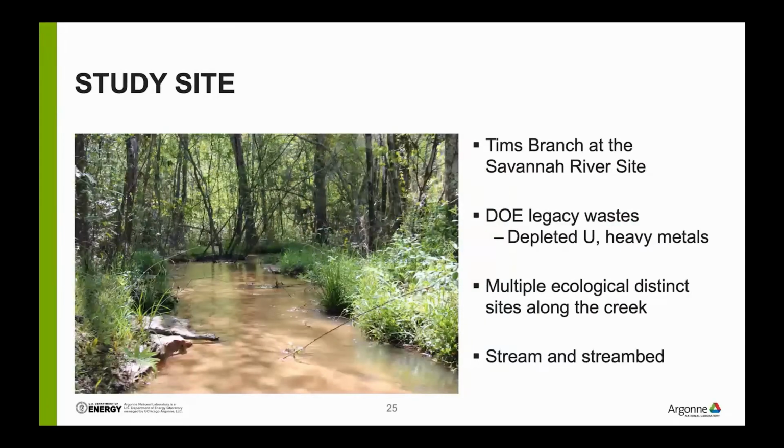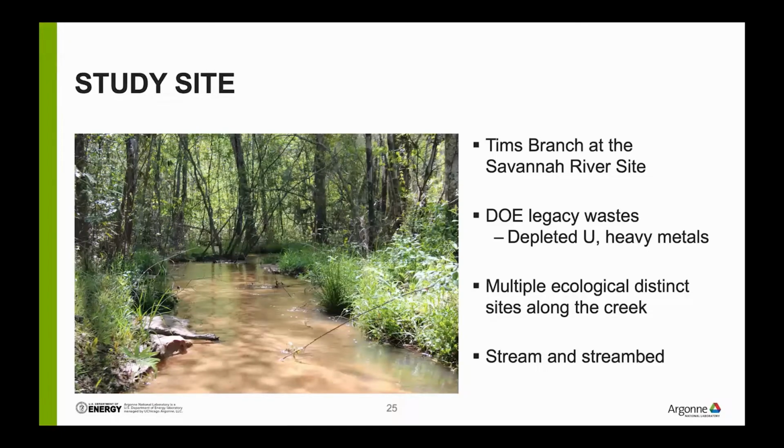Okay, so the study site for this is the Thames Branch, which is a creek at the Savannah River site. I don't know how familiar you guys are with DOE sites, but the Savannah River site is heavily impacted with legacy waste. Our field site includes both a control and a contaminated area, where the contaminated area is very strongly impacted by some depleted uranium releases, as well as heavy metals. These have had a really big impact on the environment, but it also makes it very important that we understand with really good detail what's going on in this system.